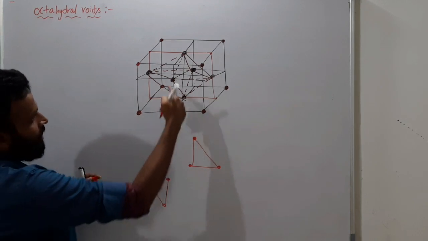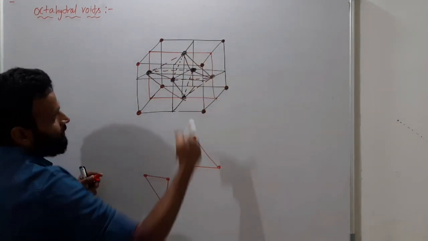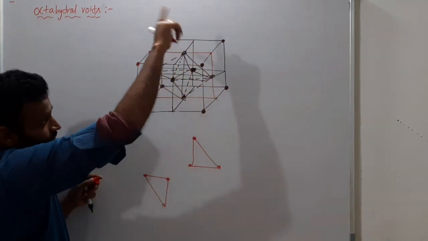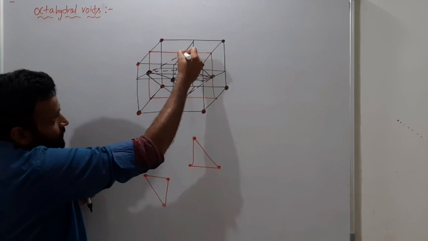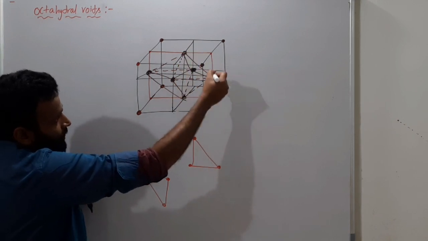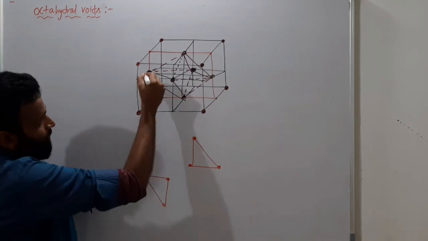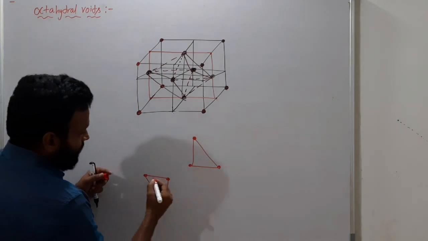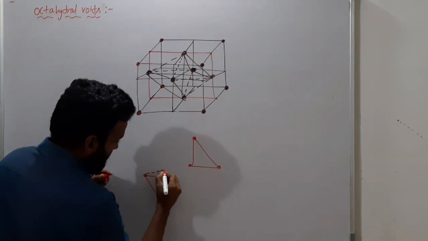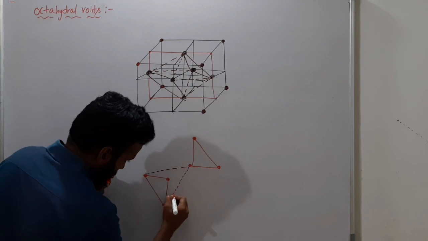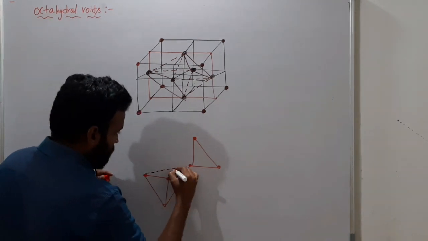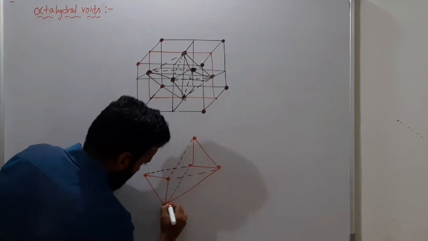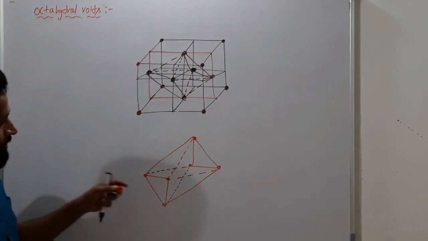Correct? See, observe. These 3 you have, and here you have 3. Only face center atoms. This is not a face center atom. This is a corner atom. Only face center atoms you have to connect. So 1, 2, 3, 3 face center atoms. 1, 2, 3, 3 face center atoms you have to connect. So now you have to give like this. You have to join these two, and you have to join this one, and this with this, and we have like this. So it's an octahedral shape.